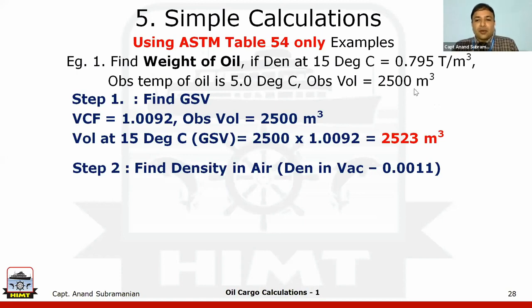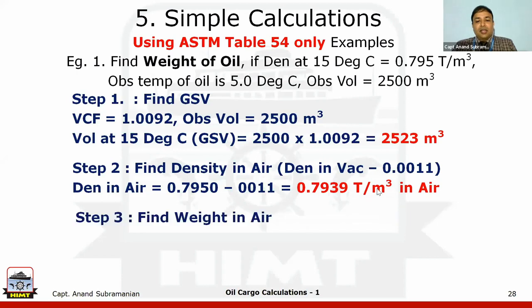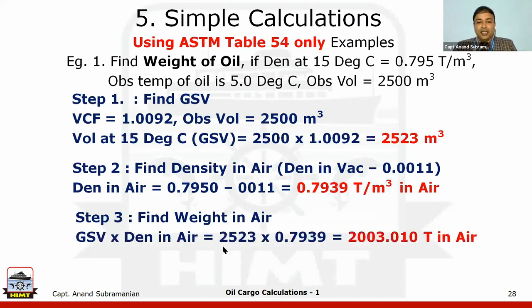0.795. So do a very quick calculation now. 0.795 minus 0.0011. What answer do I get? 0.7939. Okay, that is 0.7939 tons per cubic meter in air. Now we already have the density in air, is it not? The volume is already available to us. Now a simple multiplication of these two gives weight in air. So GSV into density in air, these two numbers, simple multiplication, what we have is 2003.010 tons in air.